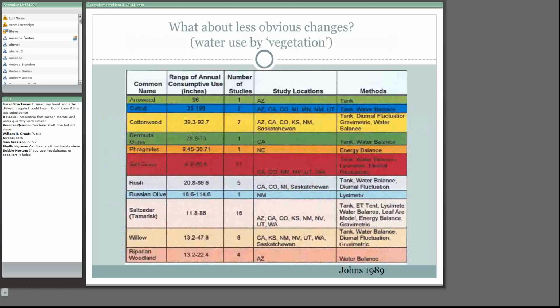In the case of water use by vegetation in general, we see differences if we look at this table showing some of the common vegetation that's associated with more of the riparian areas. The consumptive use of water ranges pretty widely on this scale. This table shows a summary of some of the work that's being done, but the consideration is that variation within these plant types is sometimes very specific.